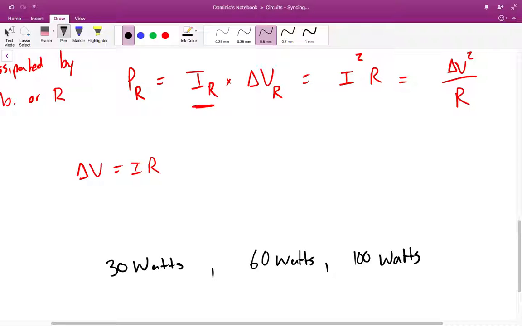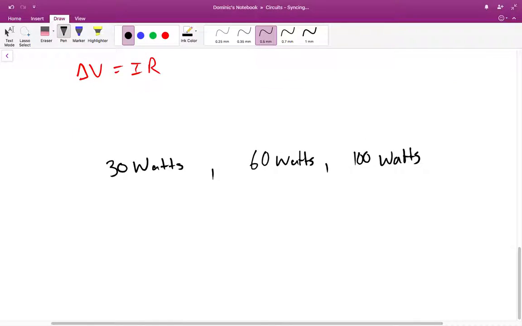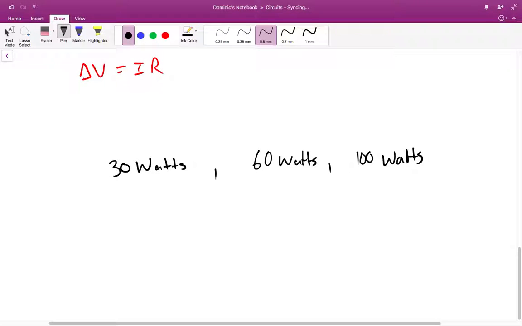So what does this actually mean? What does this value mean when you see that on a light bulb? Does that mean that those light bulbs are going to consume that much power all the time? No, that does not mean that. So what does that mean?